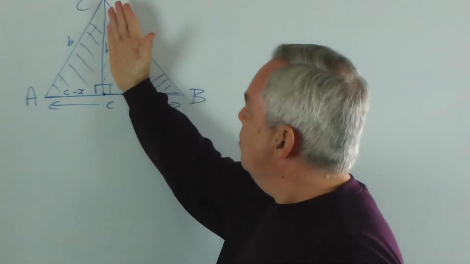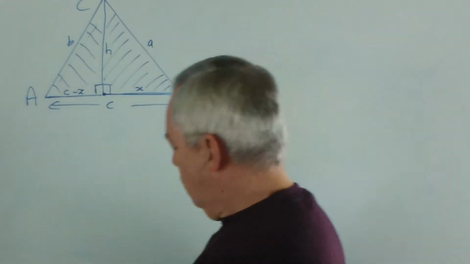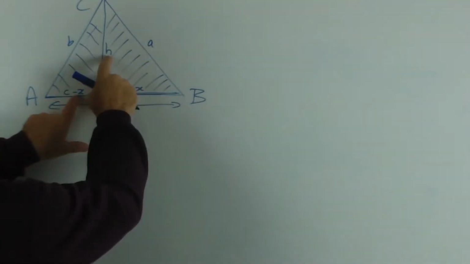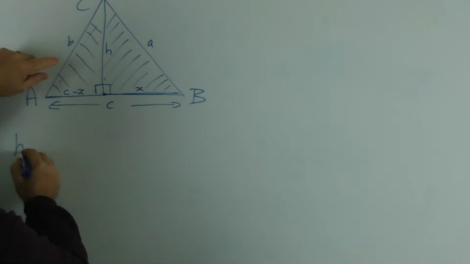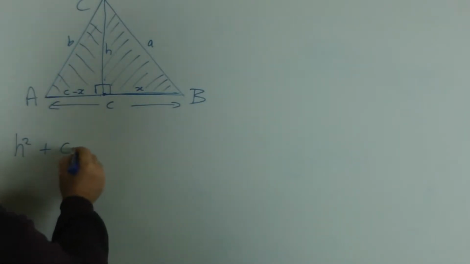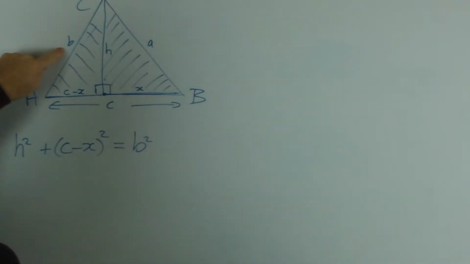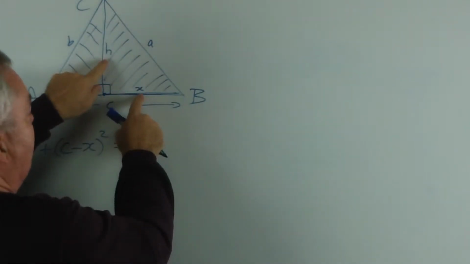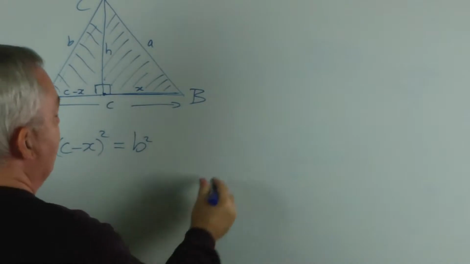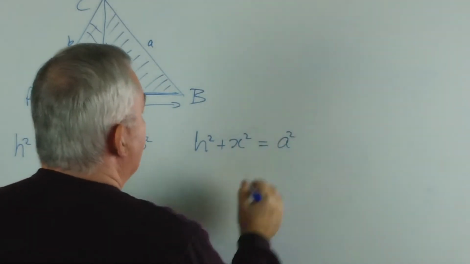What is Pythagoras' theorem for this right angled triangle on the left hand side? Well, it's the square of the two short sides adds up to the square of the hypotenuse. So it will be h squared plus (c minus x) squared equals b squared. So this squared plus this squared makes this squared. What about this triangle? Well, h squared plus x squared must make this hypotenuse squared. So h squared plus x squared equals a squared.